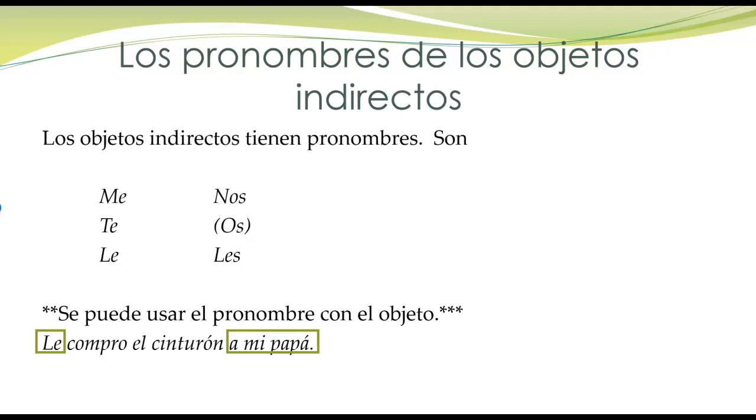Ahora, indirectos. Son me, te, le, nos y les. Acuérdense que no repasamos la forma de vosotros, que se usa solamente en España, os. Y algo que es diferente que los objetos directos es que se puede usar el pronombre con el objeto. So we can see that we can have our pronoun le and the object a mi papá in the same sentence. Le compro el cinturón a mi papá.